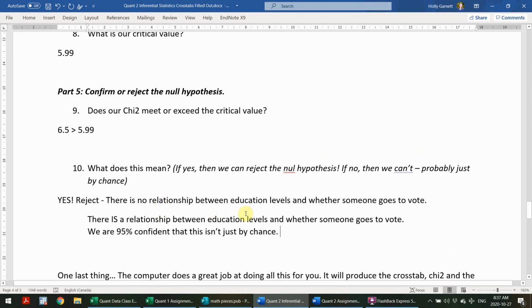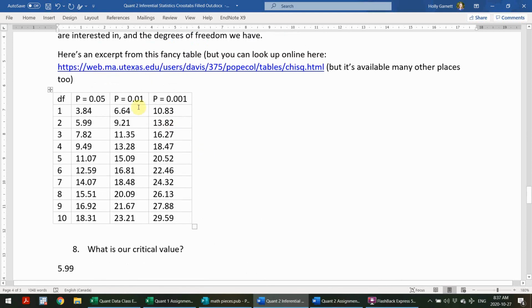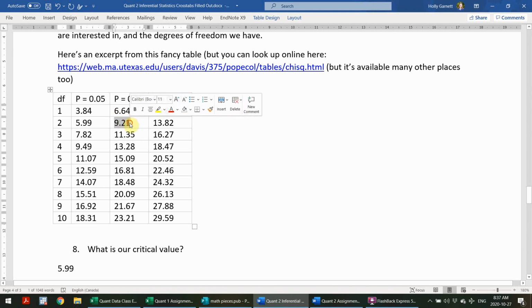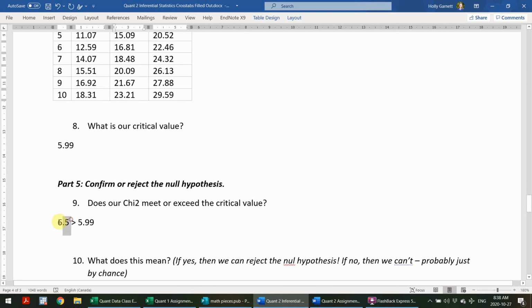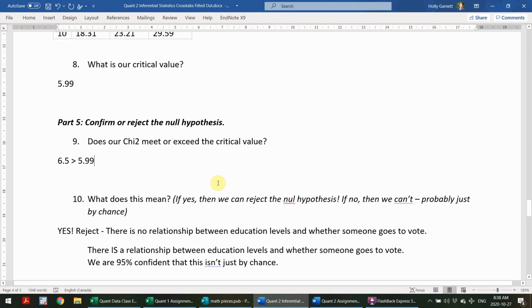Let's say we had said that we wanted to be 99% confident. 99% confident would be p is less than 0.01. So that means we would have had to meet or exceed 9.21, and we did not meet or exceed 9.21. So we're definitely not 99% confident, but we can be 95% confident. And for our purposes today, we decided in advance that that was okay.